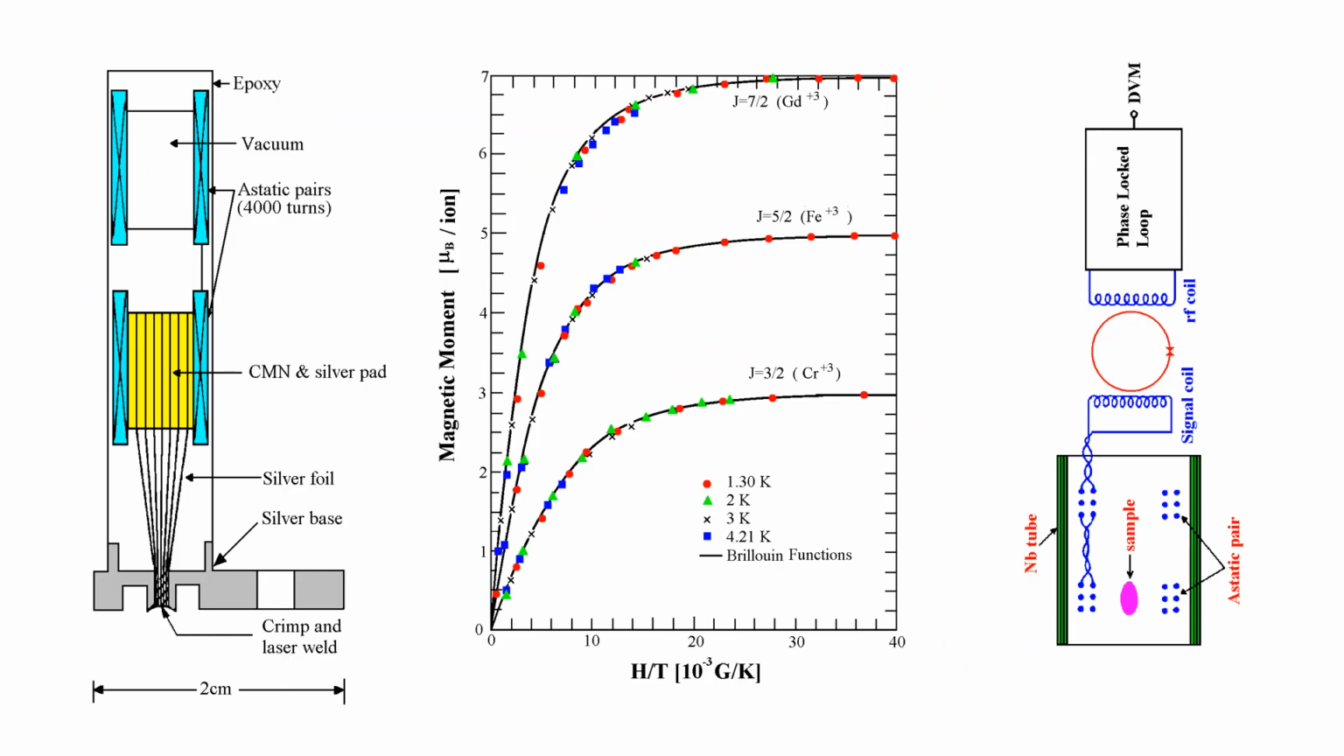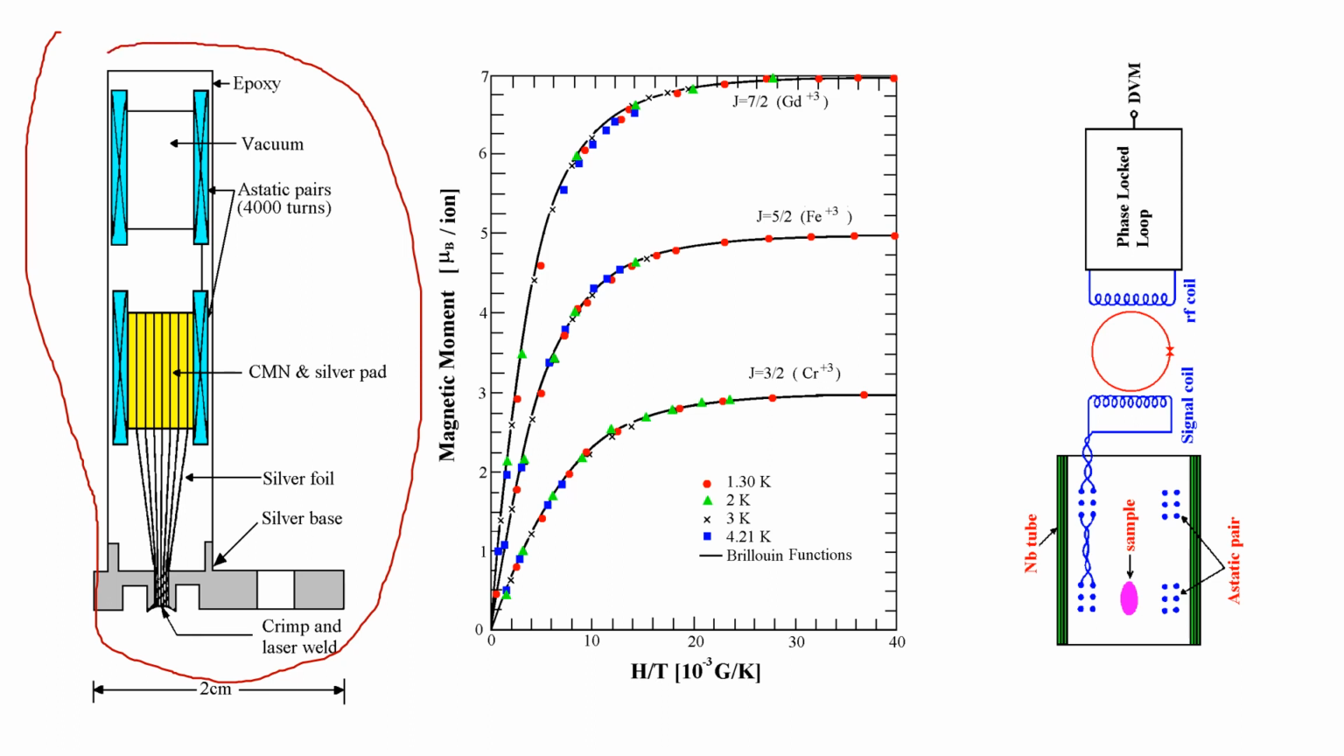This slide shows the shape of the sample. The sample is put in one of the pairs. This is a vacuum, and the sample is contacted on the plate at which temperature is measured.